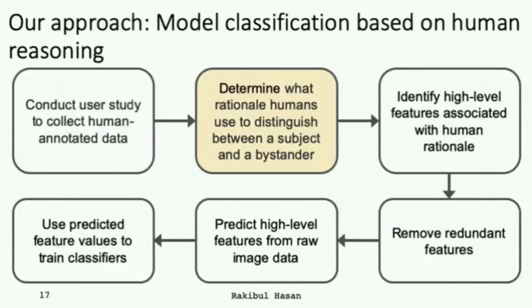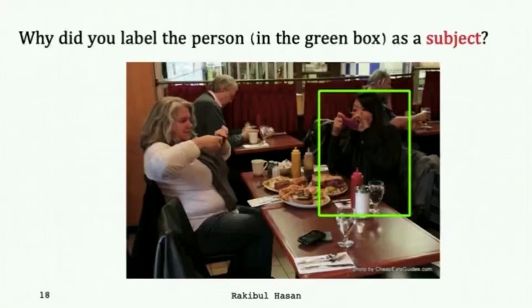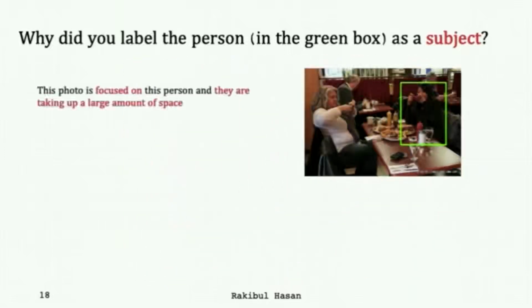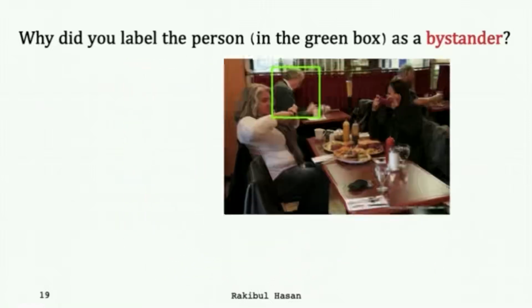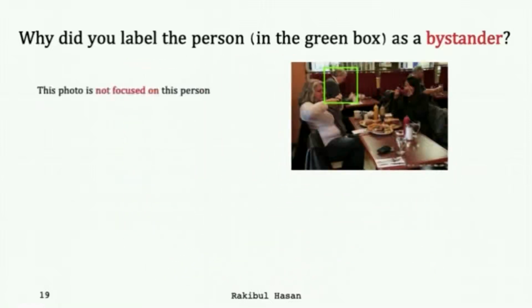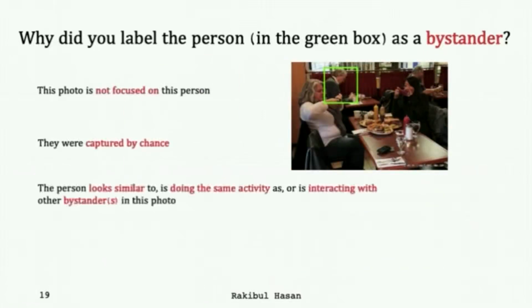The next step is to determine what rationale the study participants used to distinguish between a subject and a bystander. For example, when we asked, why did you label the person in the green box as a subject? The most frequent responses were, this photo is focused on this person and they are taking up a large amount of space. The photo is about what this person was doing. The person looks similar to, is doing the same activity as, or is interacting with other subjects in this photo. For bystander labels, the most frequent responses were, this photo is not focused on this person. They were captured by chance. The person looks similar to, is doing the same activity as, or is interacting with other bystanders in this photo.